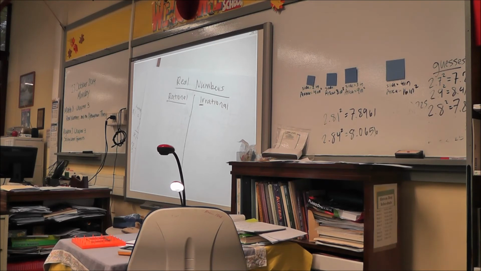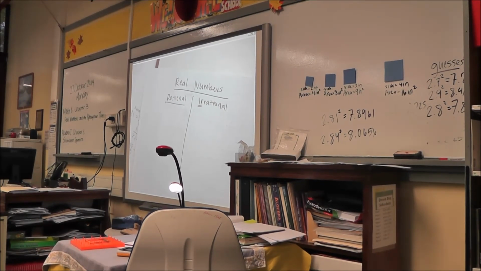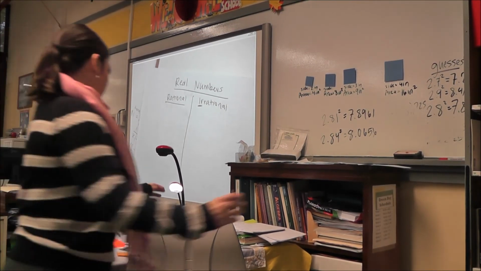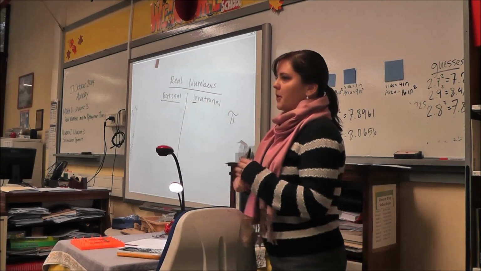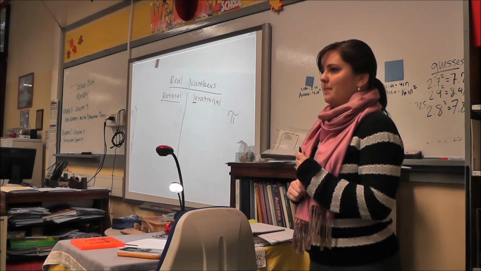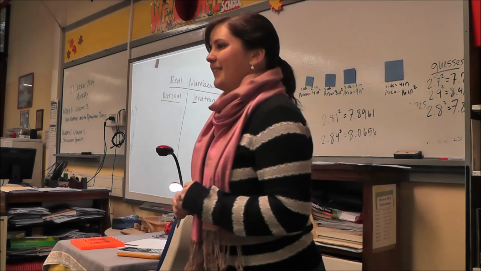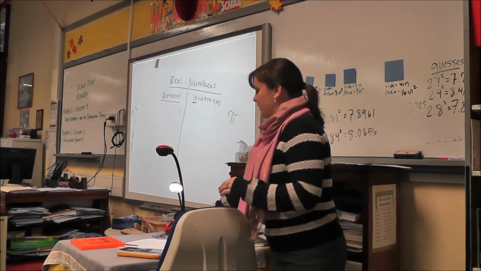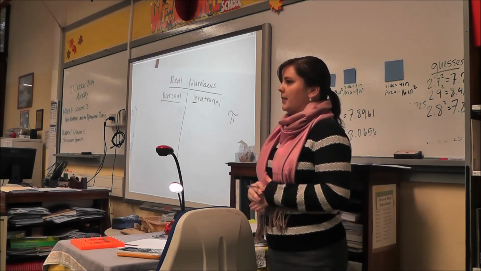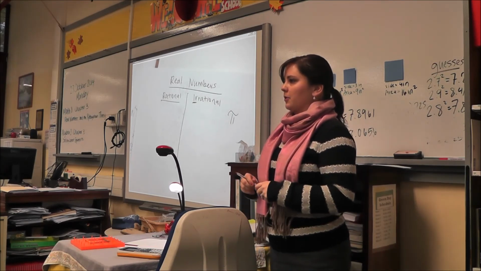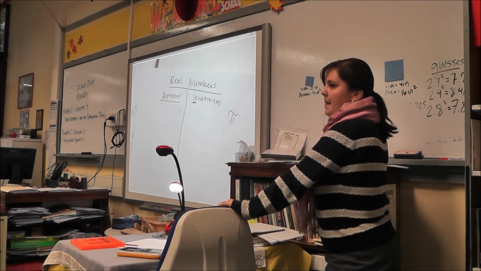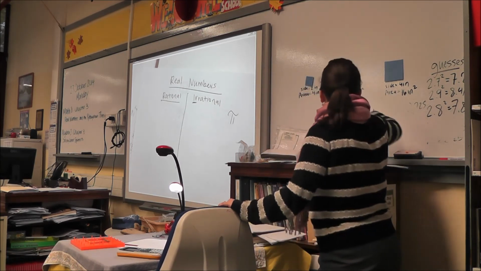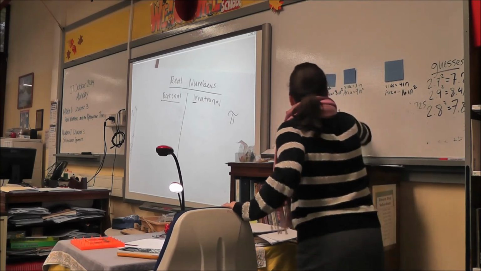Give us an example. Pi. Yes, pi. Do you guys remember pi? Pi is an irrational number. It can't be written as a fraction or decimal. So what we have found is another irrational number. Let's figure out how to write it.